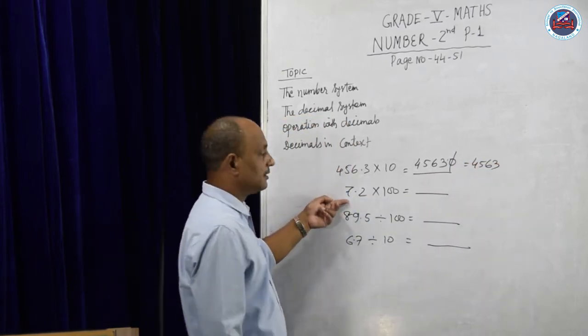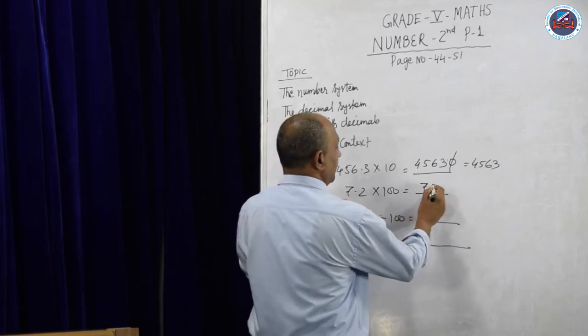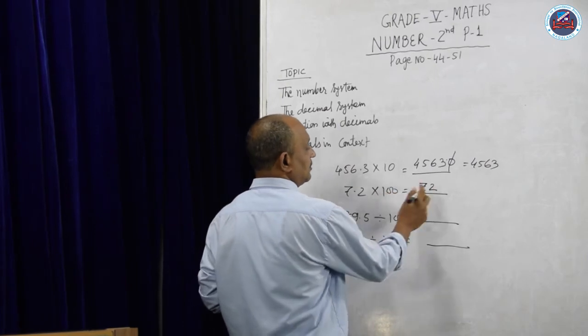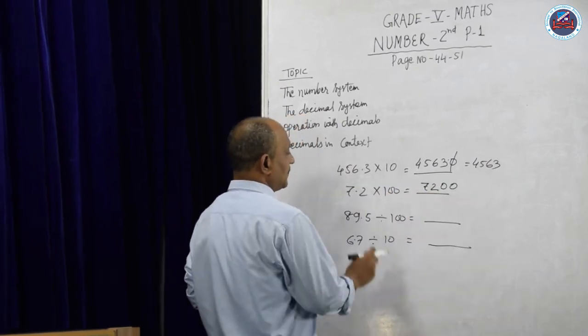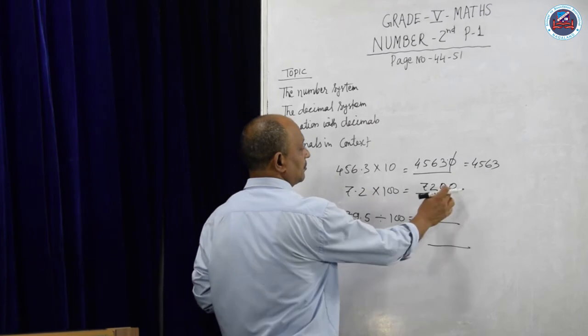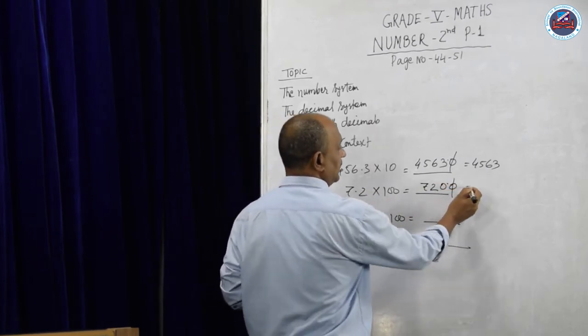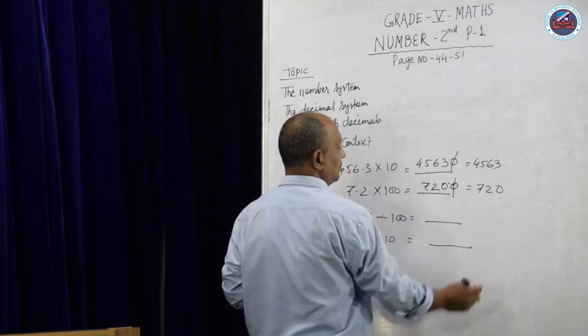Same thing goes here. 7.2, that is 7 2 multiplied by 1 means 72, and this 0 is added up here. After one number, put the decimal. After the decimal, 0 is valueless. So your answer is 720.